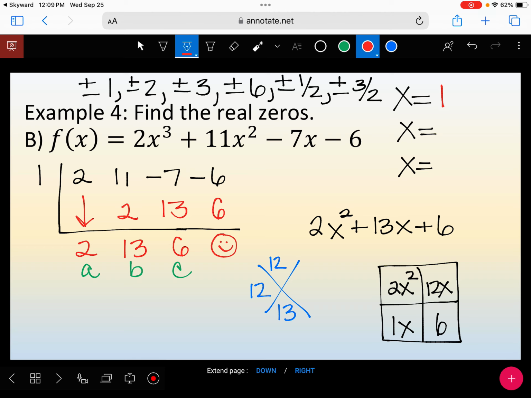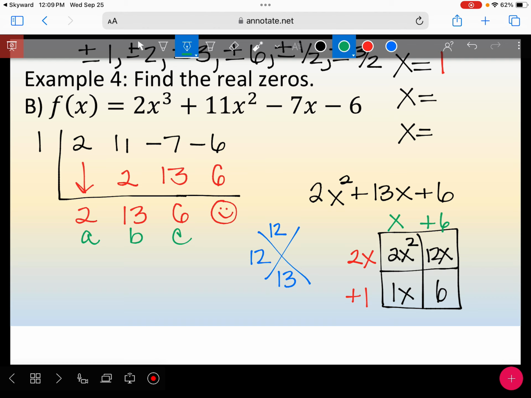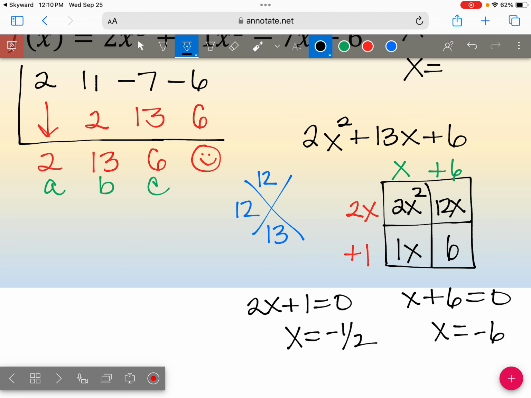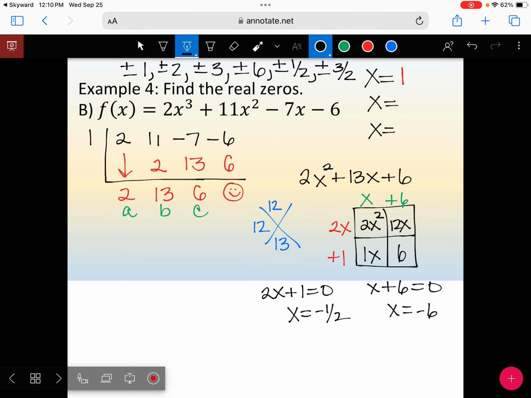So from the first top row, I could take out a GCF of 2x. The bottom row is a 1. The first column, x. Second column, 6. So my factors would be 2x plus 1 equals 0, and x plus 6 equals 0. And when you solve them, you get negative 1/2 and negative 6. Notice that all three of those answers we already had up here. So my three answers would be negative 1/2 and negative 6.